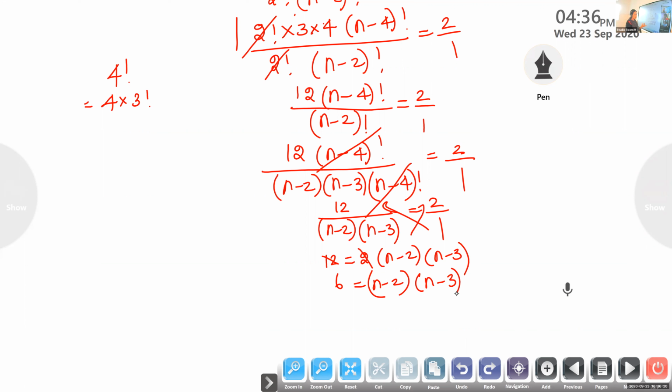n is a natural number. Sometimes you may get n as negative, or sometimes you may get n as a fraction. So you have to select the number which is a natural number. That one you have to select. So when you expand this, what are you getting? 6 is equal to n minus 2 into n minus 3.